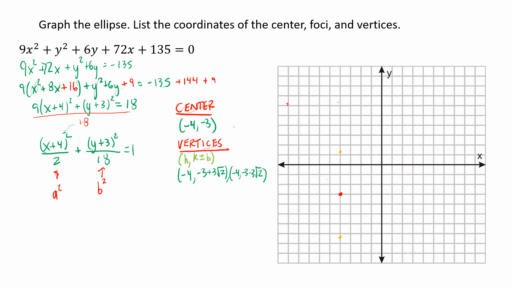Okay. So that's that. a is the square root of 2. So if a is the square root of 2, that means we're going to go left and right about 1.4-ish from the center to get to those points.